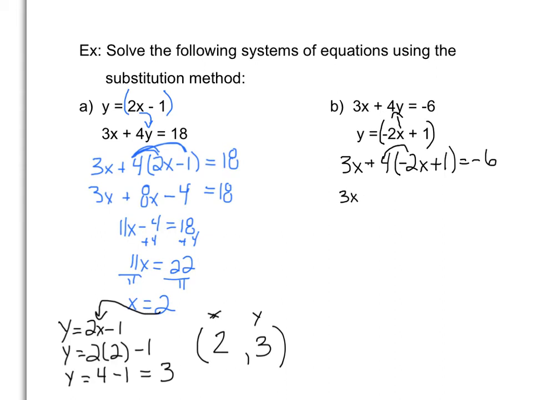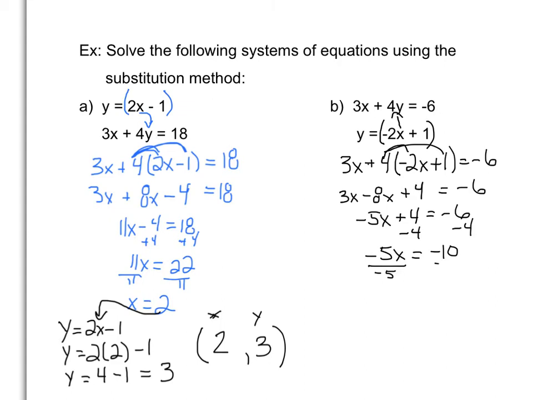3x, we'll expand this bracket. 4 times negative 2x is negative 8x. And 4 times 1 is plus 4 equals negative 6. Collect like terms. 3x minus 8x gives me negative 5x plus 4 equals negative 6. Trying to get the x alone, we're going to subtract 4 from both sides. So now I have minus 5x equals negative 10. And the last step, divide by negative 5. So I have x equals 2.